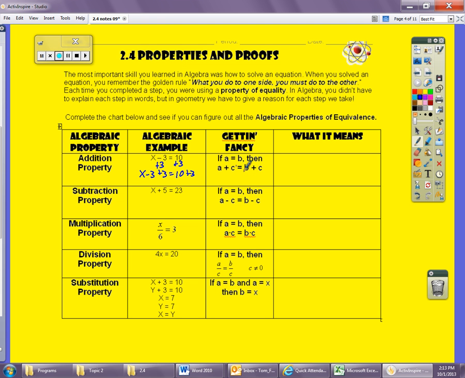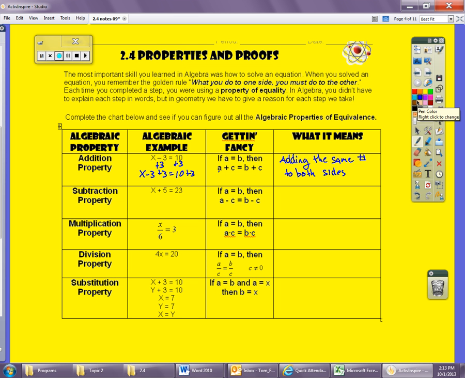And then getting a little fancy, we can use letters. So if a equals b, then a plus c is equal to b plus c. What it means is we're adding the same number to both sides.